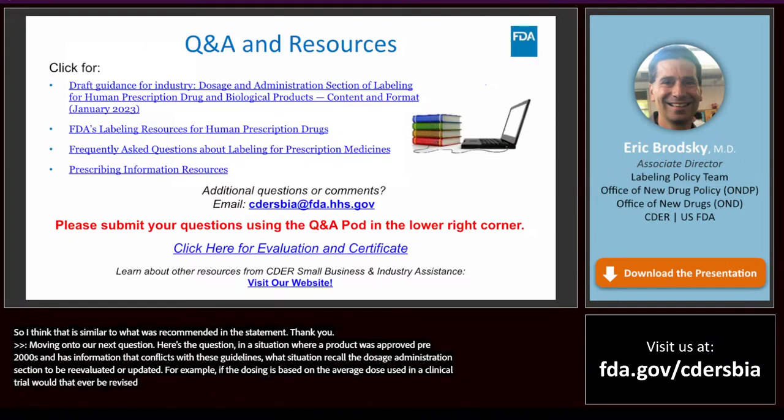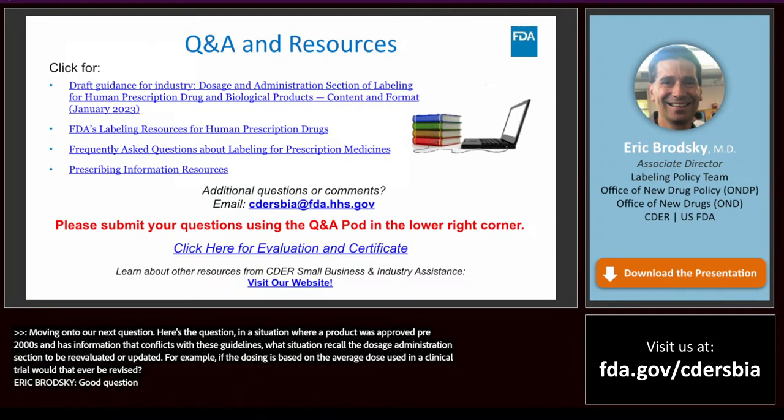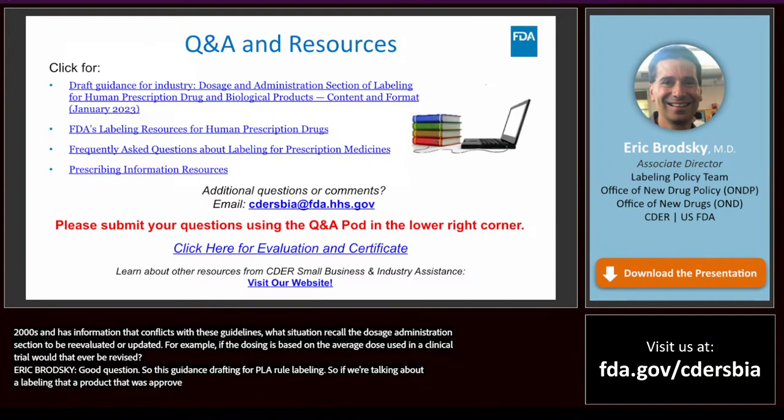For example, if the dosing is based on the average dose used in a clinical trial, would that ever be revised? Good question. So this guidance, the draft D&A section of labeling guidance, is for PLR, physician labeling rule labeling. So if we're talking about a product that was approved before 2000 and subsequently was converted to PLR format, then the guidance would be applicable.